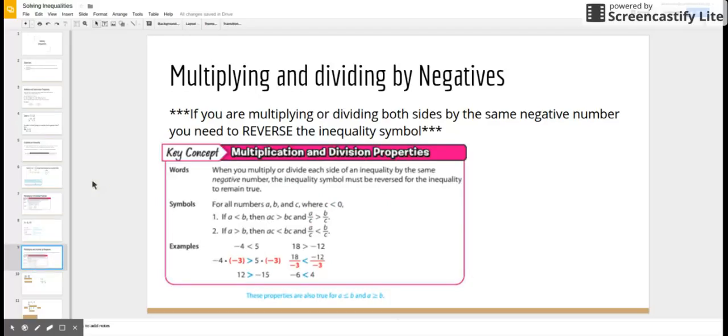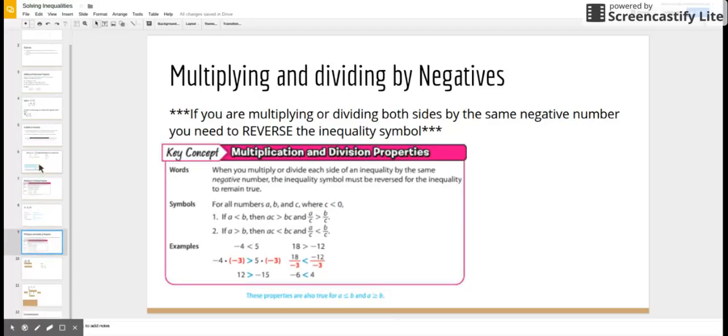All right, here is the big difference between inequalities and equations. So when you multiply and divide by negatives, this changes the whole thing. So if you're multiplying or dividing both sides by the same negative number, you need to reverse the inequality symbol. So that means that here we have negative 4 is less than 5. So if you multiply both sides by negative 3, you have to flip that inequality symbol to greater than. Same thing here. You would need to flip. Here you're dividing both sides by a negative 3, so you need to flip the inequality symbol.